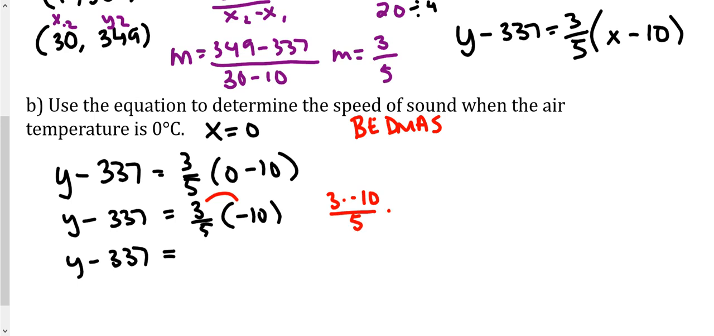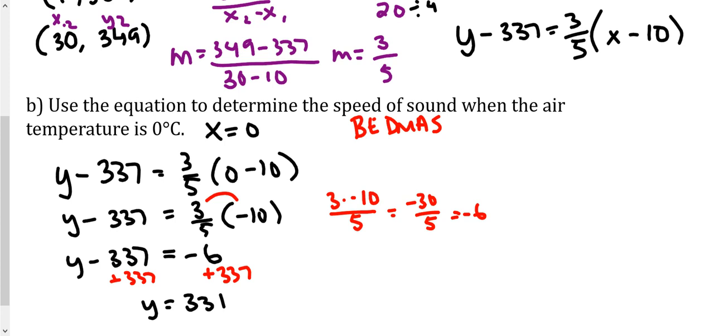What that looks like is negative 30 over 5, which gives me a negative 6. And the last thing, I want to get y by itself. I'm going to bring that 337 to the other side. And I'm going to find out that when I have a temperature of 0 degrees, I have a speed of 331 meters per second.